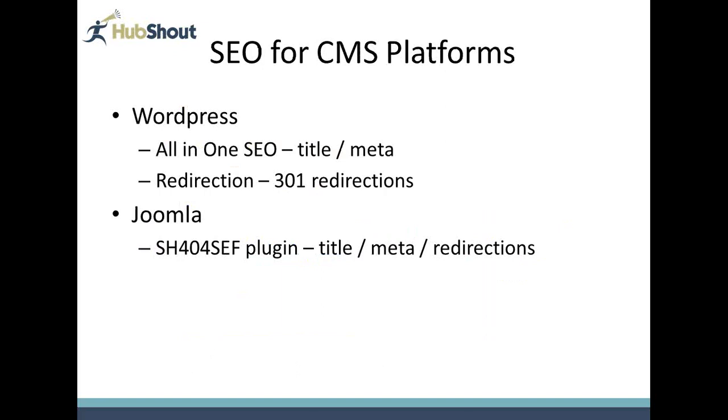Okay, so some of our favorite plugins to help manage SEO. A lot of our clients and a lot of the websites that we work with are WordPress, which we love. The two plugins that we recommend are the All-in-One SEO plugin, which is great for managing your title and your meta tags, and a plugin called Redirection, which is very good for handling your 301 redirects. Especially if you're moving the website from an older CMS, or not a CMS, into WordPress, you're definitely going to want to use Redirection to handle all your 301 redirects.